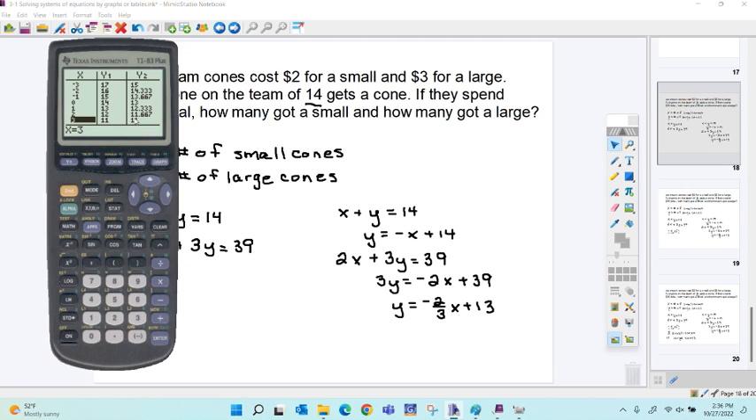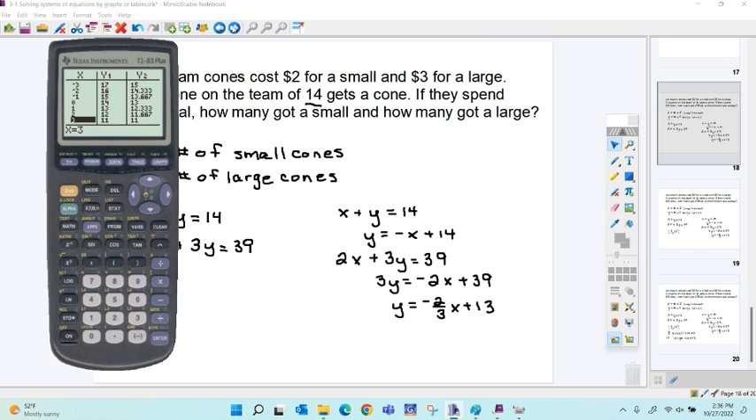I got 33 and 11. So somehow you put them in the calculator wrong. Is it supposed to be negative x? Yep, negative x plus 14. So theoretically, if you go to the table and go down, we find the ordered pair is 3, 11. So x is 3 when y is 11, and that's when they match.